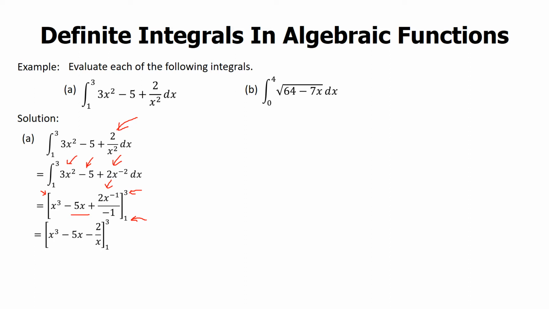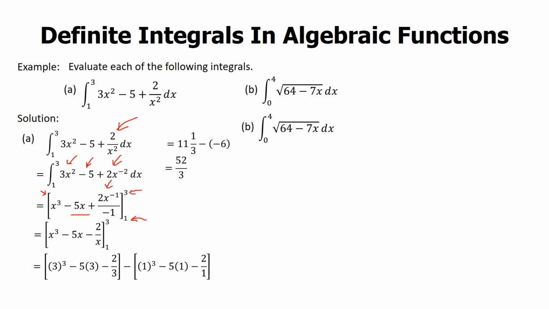Then we substitute x equals 3 into the expression, minus we substitute x equals 1 into the expression, which gives us 3 cubed minus 5 times 3 minus 2 over 3 minus 1 cubed minus 5 times 1 minus 2 over 1. Then we calculate the values, which gives us 11 and 1/3 minus negative 6, and the answer is 52 over 3.